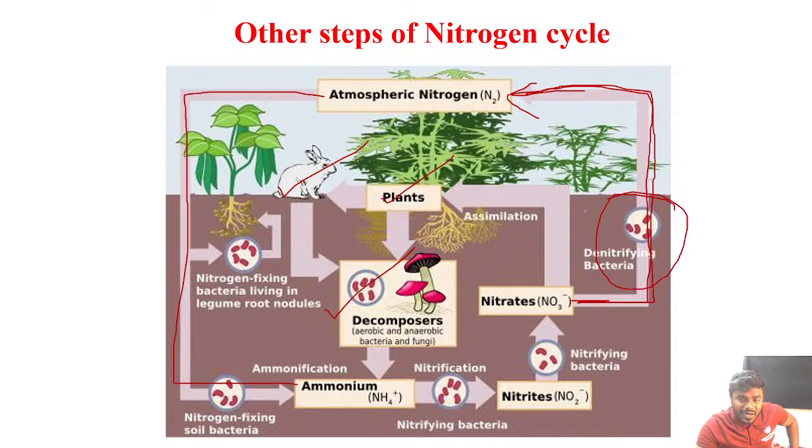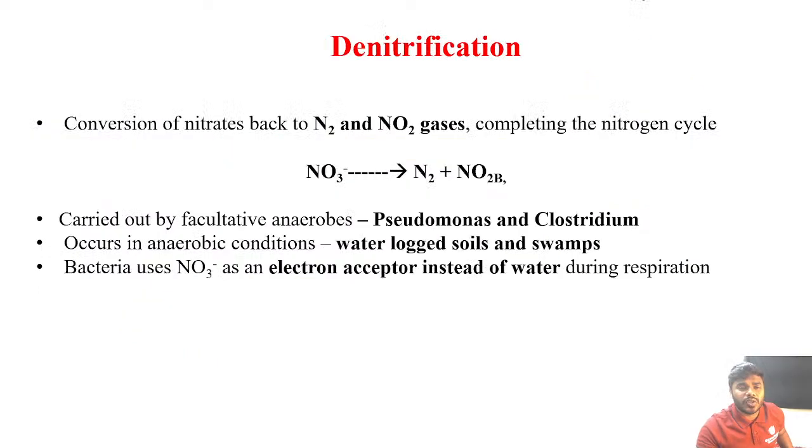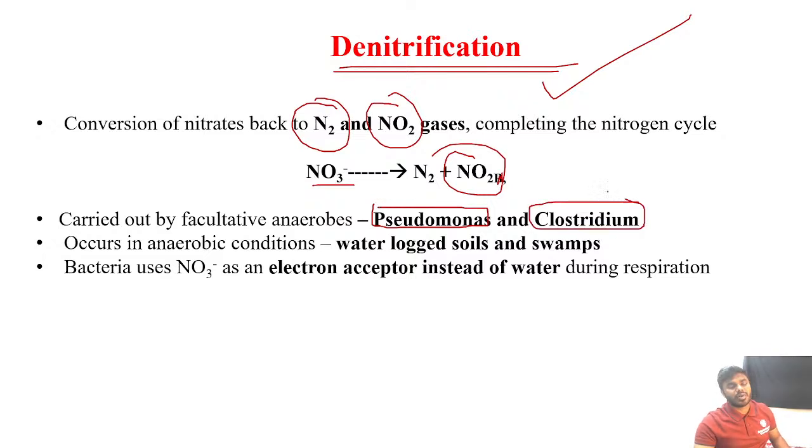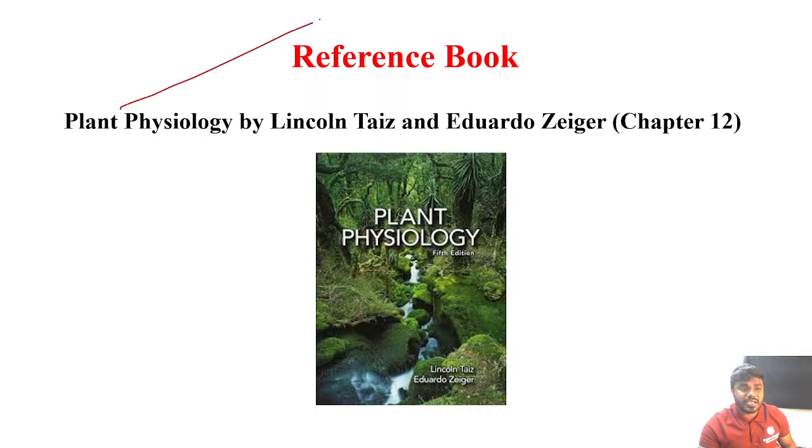What do you call this, my friends? Denitrification. So who's going to do this? Just remember, denitrification means conversion of nitrates back to N2 by releasing NO2. This is called denitrification. It can be mediated by the denitrifying bacteria. So just remember only two points. The examples are Pseudomonas, Clostridium. Just remember that. So that ends the nitrogen metabolism chapter.